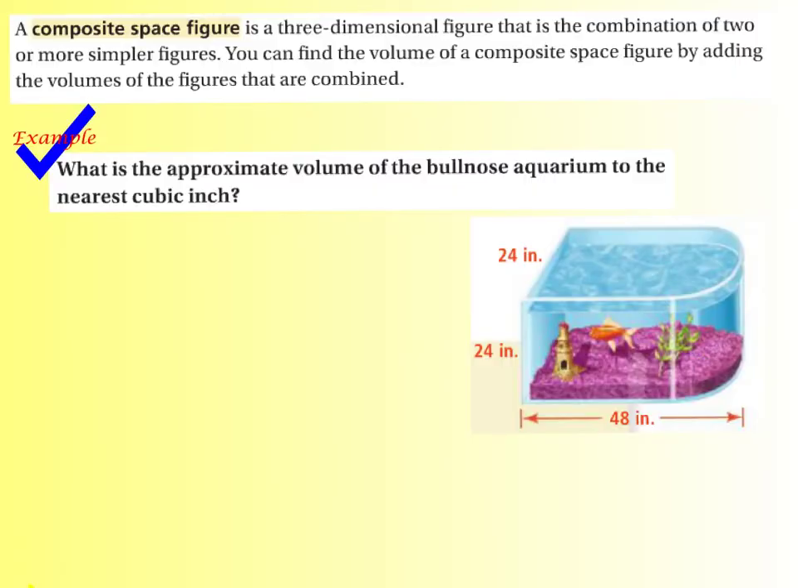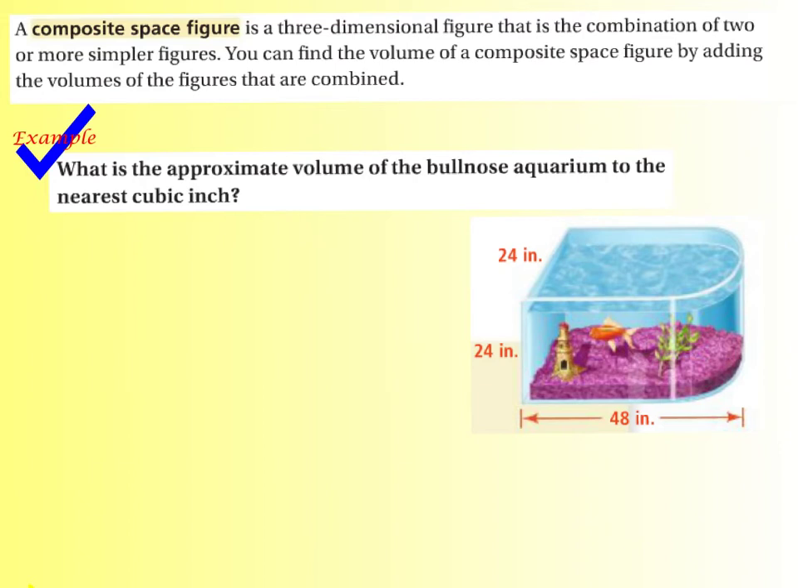The last thing we're going to find the volume for is a composite space figure. Now, a composite space figure is a three-dimensional figure that is the combination of two or more simpler figures. You can find the volume of a composite space figure by adding the volumes of the figures that are combined. So that makes sense. Just like before when we had some kind of irregular shape and we wanted to find the area for it, we would break it up into shapes that we knew and we would find the areas separately and then add them up. So we'll do the same thing. We'll find the volumes of shapes that we know separately and then add them together.